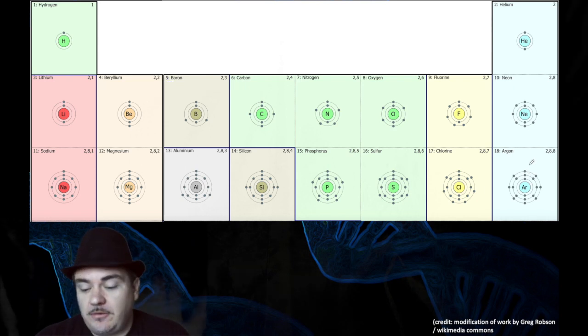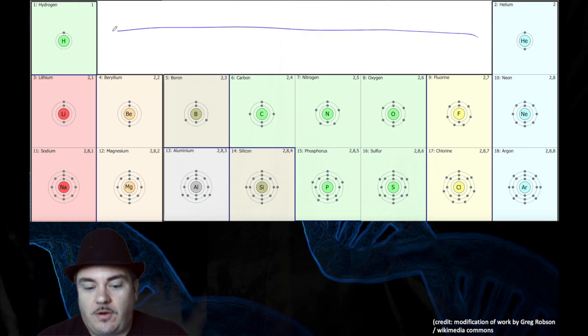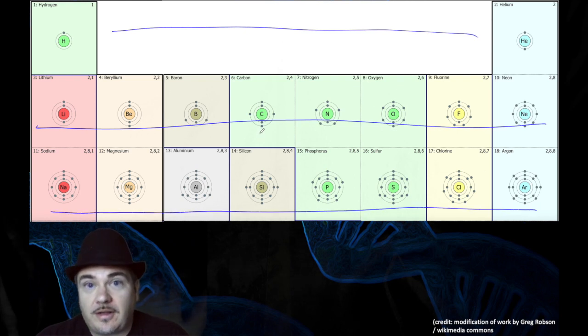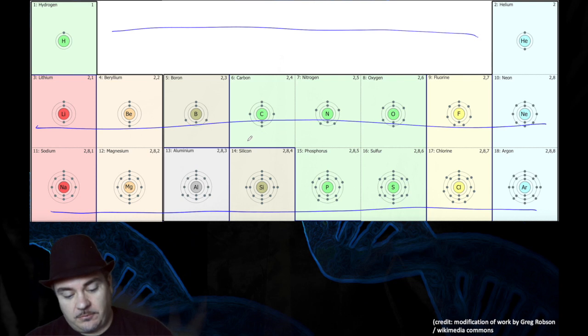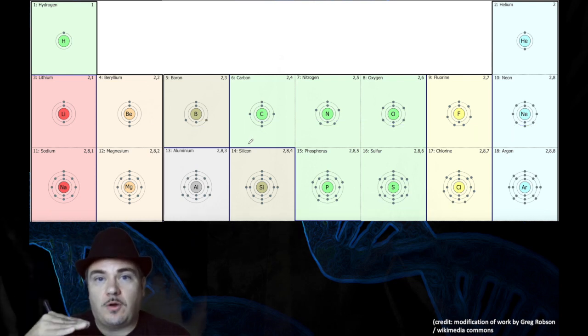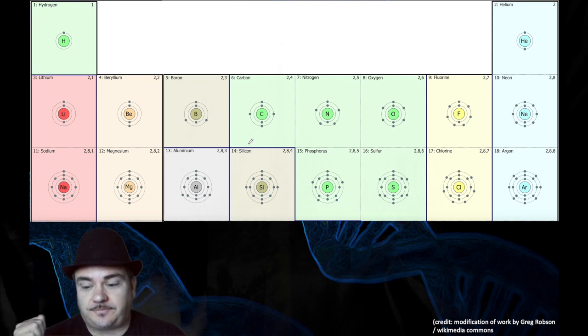So what maybe you noticed, maybe you didn't notice, is that every time we add a row, what we're doing is we're adding an electron shell. The first row only uses a first electron shell. The second row uses a first and the second electron shell. The third row uses a first, second, and third electron shell. So the second way the periodic table is organized is based upon the rows. Each row adds an electron shell.